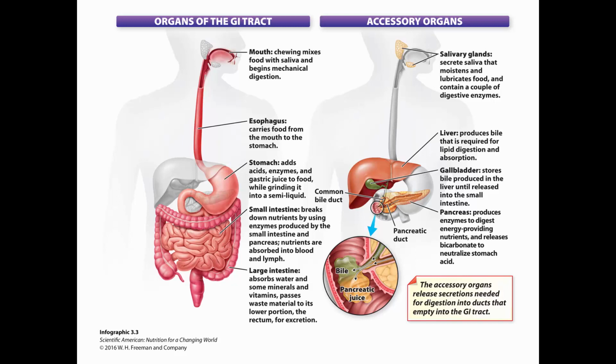In terms of our accessory organs, the salivary glands secrete saliva that moistens our food and makes it easier for us to swallow. There are a few digestive enzymes, such as salivary amylase, there. The liver produces bile, and bile is required for the digestion of lipids. Bile is then stored in the gallbladder. So it's produced in the liver, stored in the gallbladder, and released from the gallbladder into the small intestine. And then finally, the pancreas produces lots of enzymes that digest our macronutrients, and also releases bicarbonate to help neutralize the really acidic chyme coming from the stomach. So that's kind of an overview.